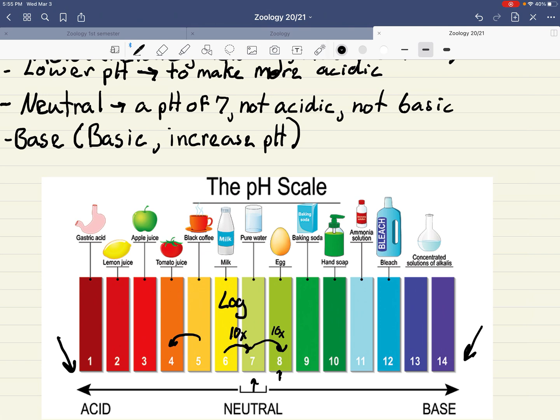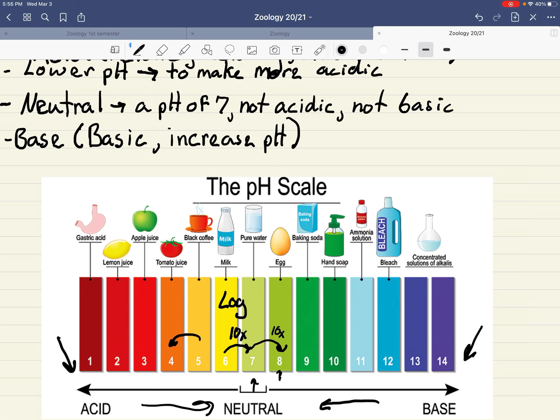If we are making our number, the pH value, smaller, we say we are increasing the acidity, or we can say that we're lowering the pH, or that we're making it more acidic. And that's anytime we're going in that direction. Anytime we're going in this direction, we can say we're making it more basic, or we're increasing the pH.